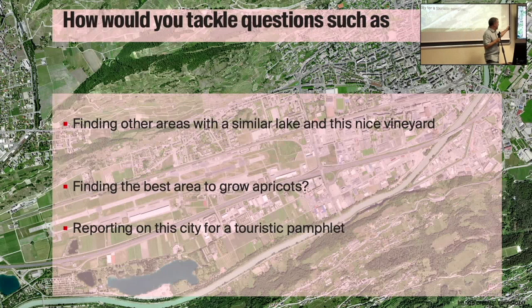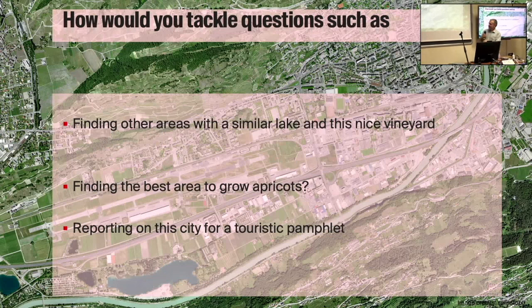Maybe you want to find areas that have a similar lake as this one. You like to swim, and you see this image and think, oh, this is cool, and it reminds me of this place from when I was younger, but where was that? That could be a question that you have. Or maybe you like to grow apricots, you are into agriculture like Ribana, then you want to know where to grow apricots. You need some specific sun conditions, soil conditions, and things like that.